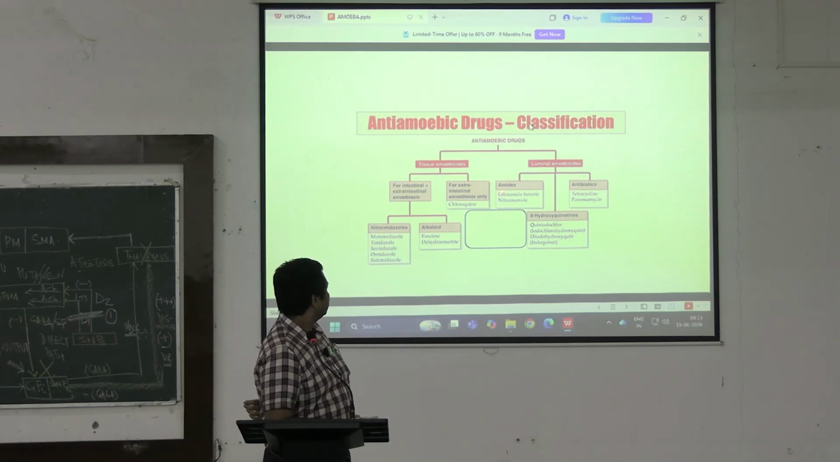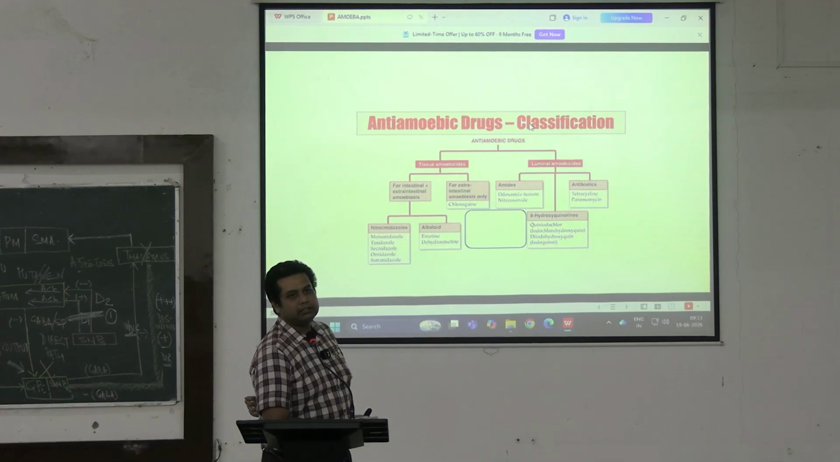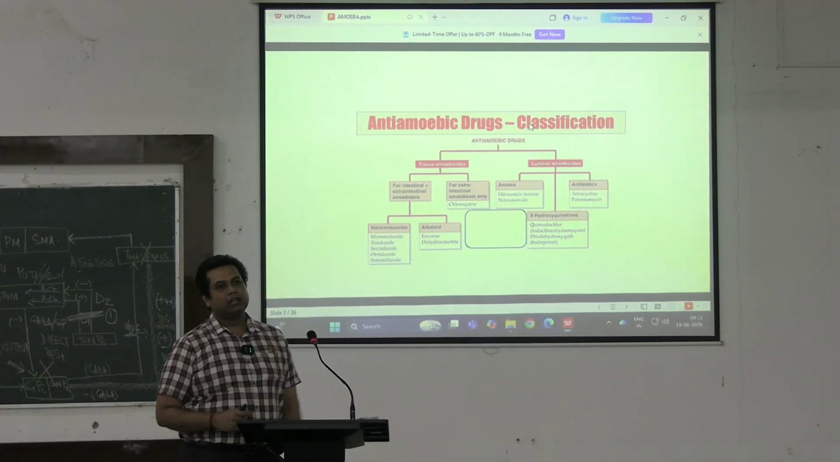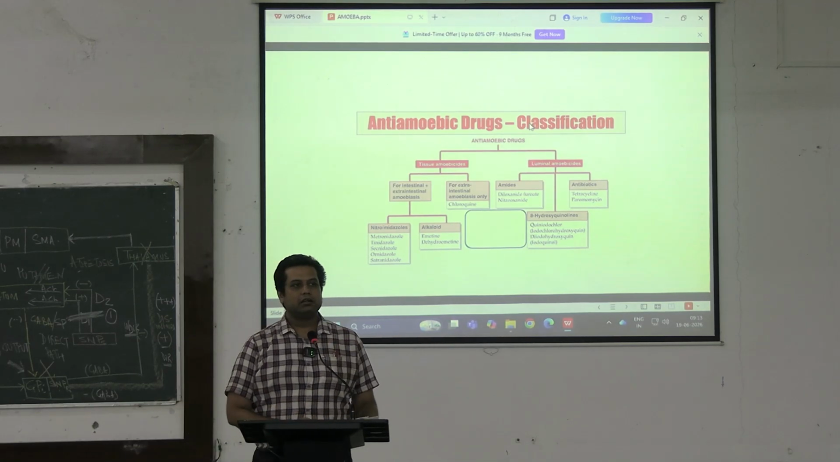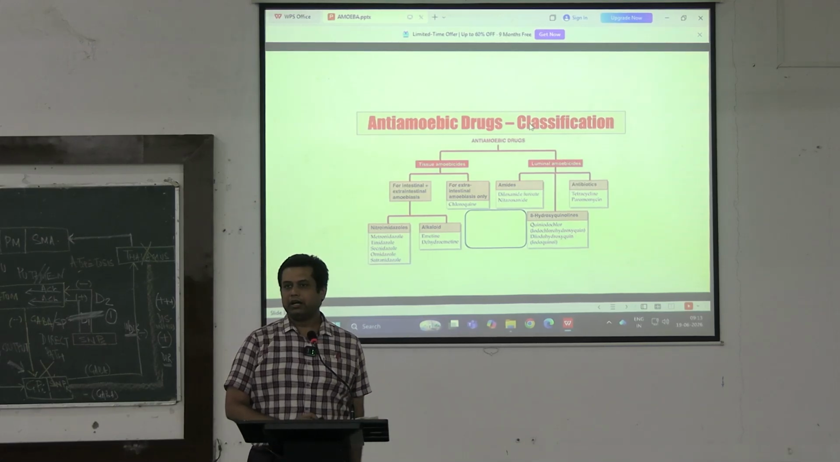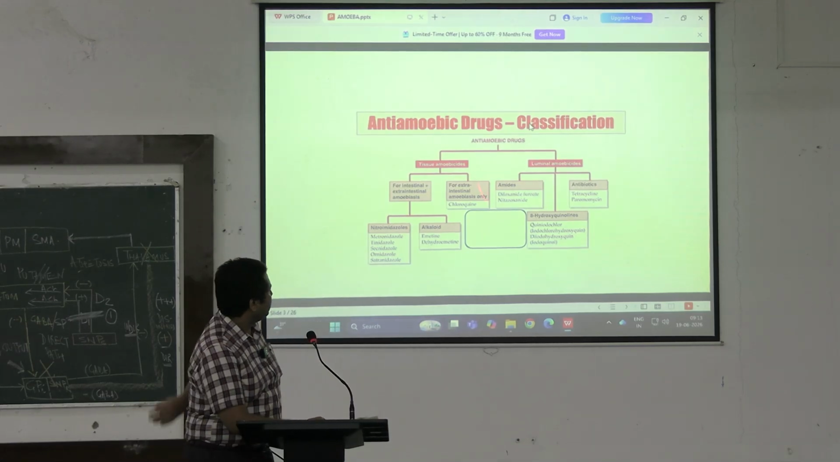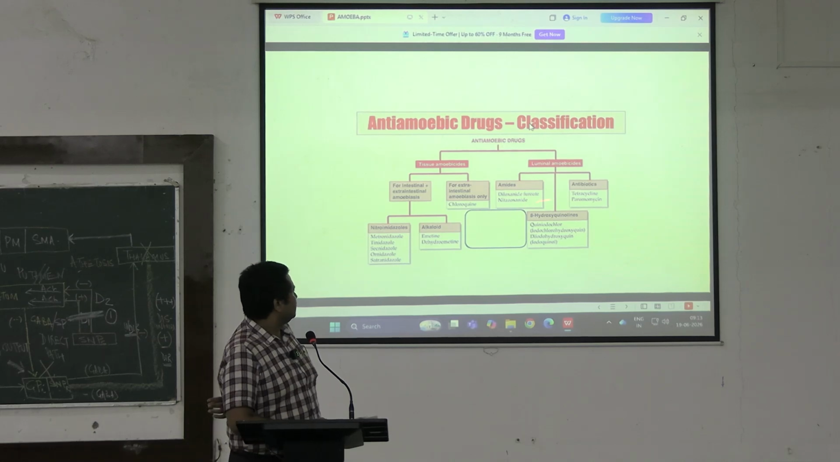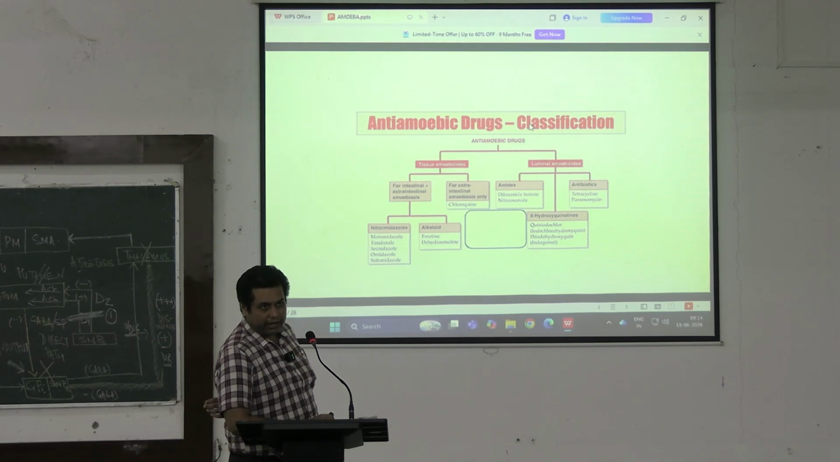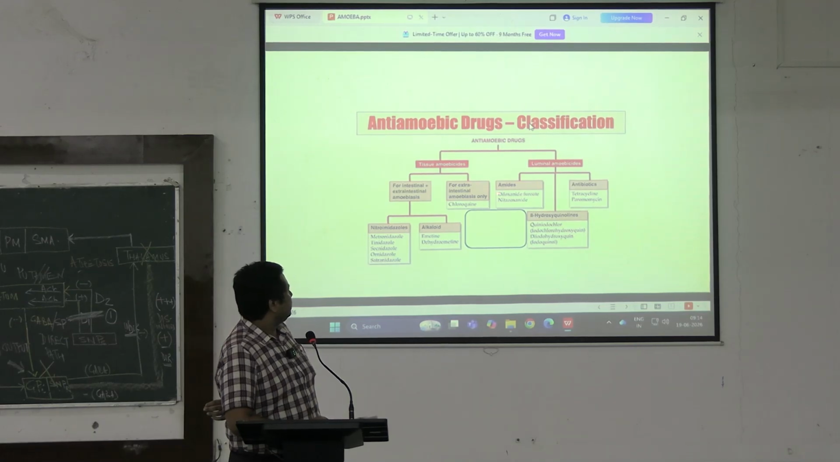Then luminal amebicides are those that are active only in the gut. Active against amoeba only in the gut. Examples: paromomycin, tetracycline, these are antibiotics. And diloxanide furoate.